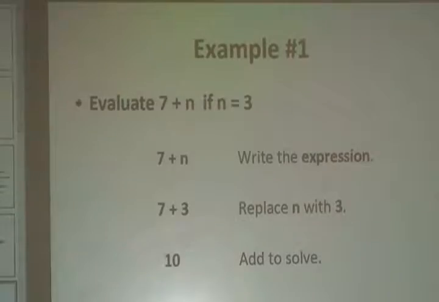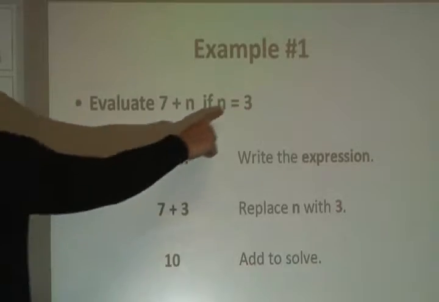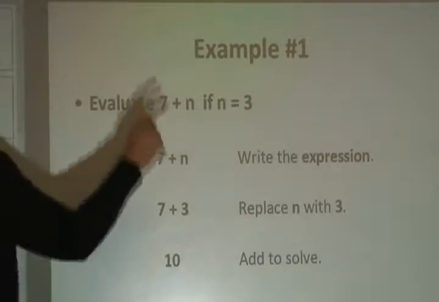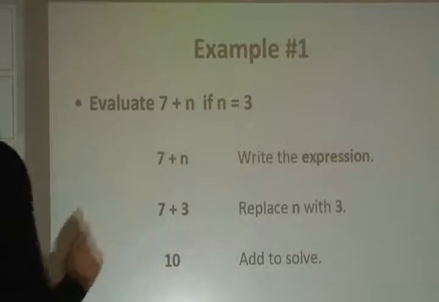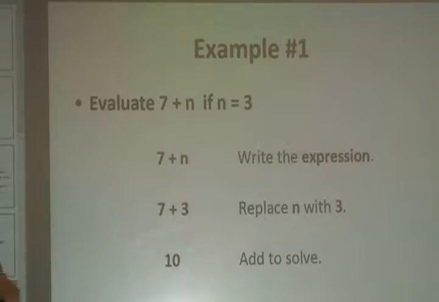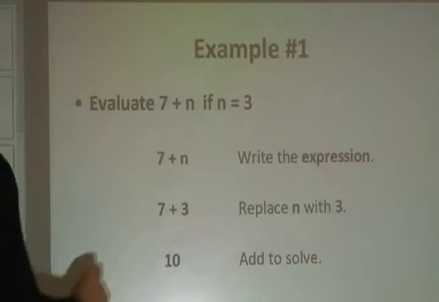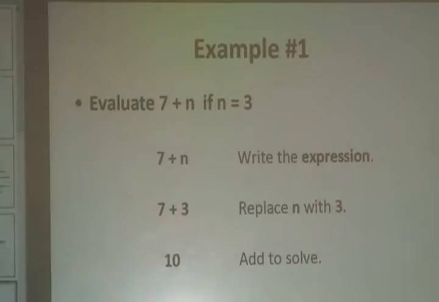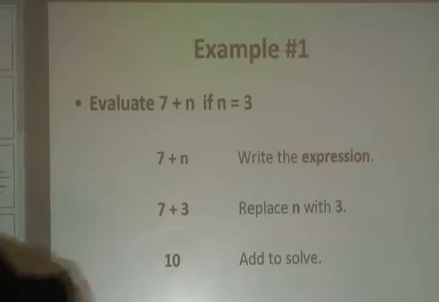Our first example is asking us to evaluate the expression 7 plus n if n equals 3. So we'll simply substitute 3 in the problem anywhere we see the letter n. We rewrite the expression 7 plus n, replace the n with 3, and now you can see it's simply just a simple addition problem, 7 plus 3, and our answer is 10.